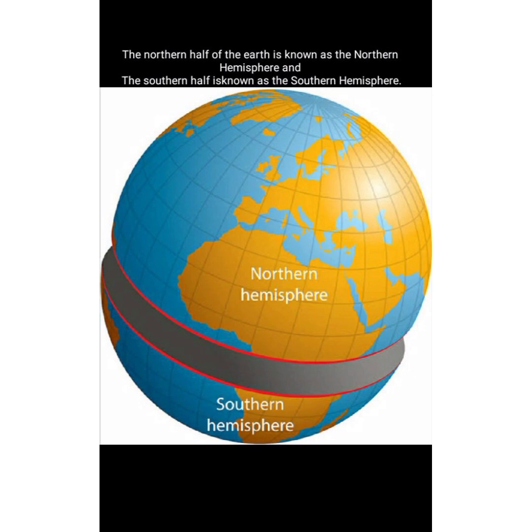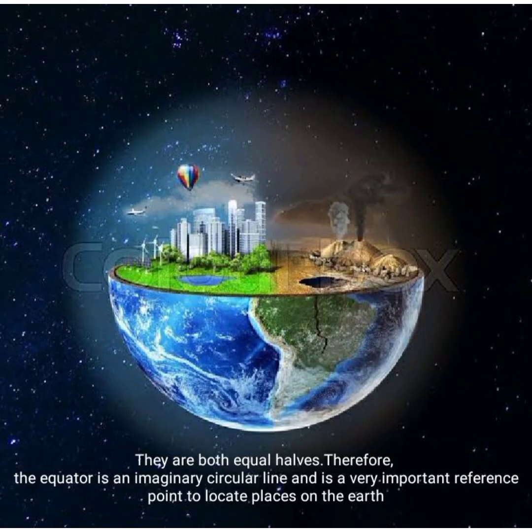And the equator, as it is an imaginary circular line, is very important for reference to locate any place on the earth. So there is a huge important role of this equator, which is an imaginary line that divides the earth into 2 equal halves, and it also helps to locate the exact location.